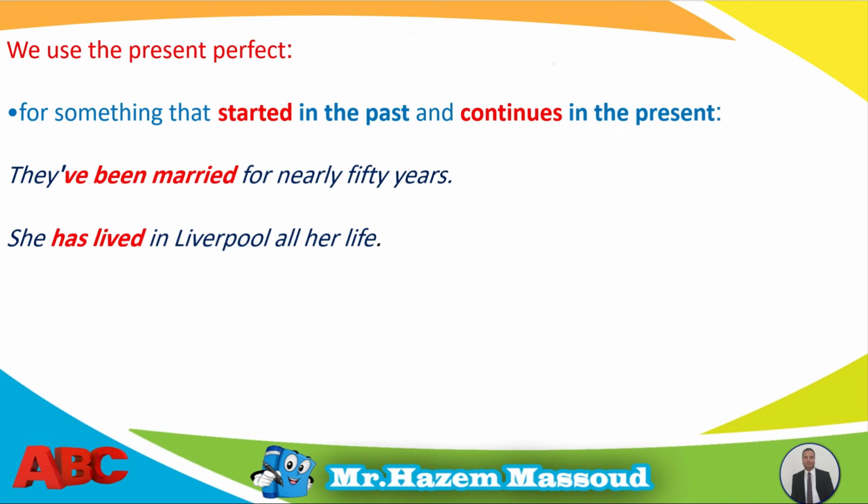Also, we use the present perfect for something that started in the past and continues in the present. They have been married for nearly 50 years. She has lived in Liverpool all her life. So the action or the event started in the past and continues till now.